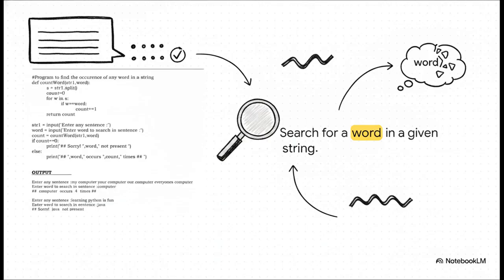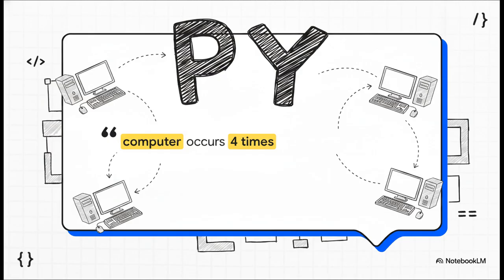If you need to find a specific word in an absolute sea of text, this string search script handles it beautifully. It takes a raw sentence and uses the .split method to break it all apart into a list of individual words. From there, it simply loops through that list, checking for exact matches against your target word, and increments a counter every single time it gets a hit. And as the output proves, this logic works flawlessly. Asking the script to find the word computer in our test phrase instantly returns an accurate count of 4.